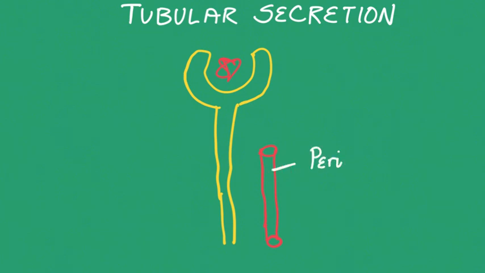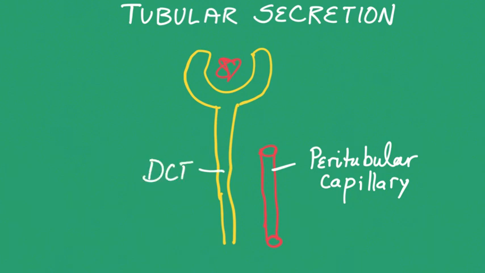The part of the renal tubule that does most of the tubular secretion is the DCT. So let's imagine that this renal tubule section is the DCT, and molecules move from the peritubular capillary to the DCT, in the opposite direction as we've seen. The molecules that get secreted are potassium, hydrogen ions, and some toxins.